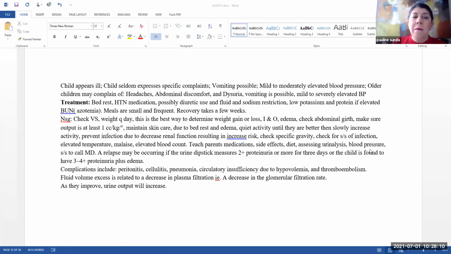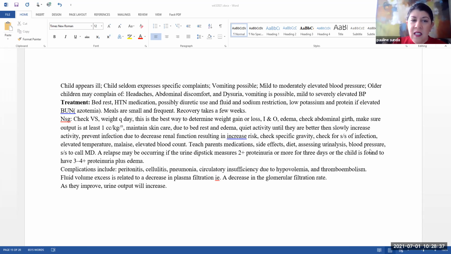The treatment: bed rest, antihypertensive medications, possibly diuretic use, and fluid and sodium restriction. They may be on a low potassium diet, as well as a low protein diet if they have an elevated BUN or azotemia. Meals are typically small and frequent, and recovery takes a few weeks.